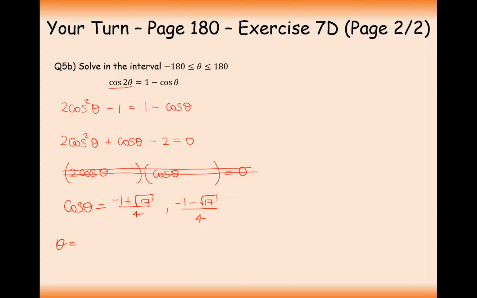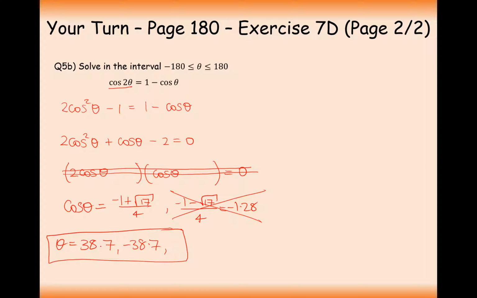So we're going to do cos -1 of that value. We're going to get 38.7. And looking at where the other angle is going to lie, it's going to be at -38.7. Let's now have a look at the second solution that we get here. In this case, this value here is -1.28, so we get no solutions here. So the only answers that we get here are 38.7 and -38.7.